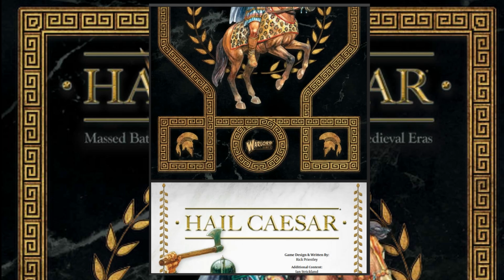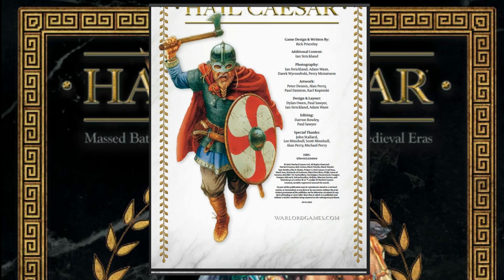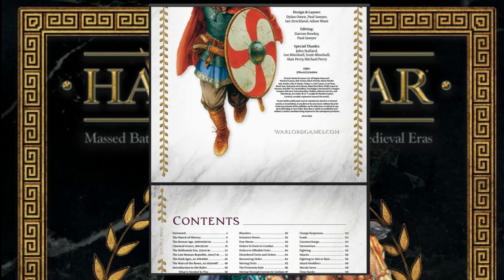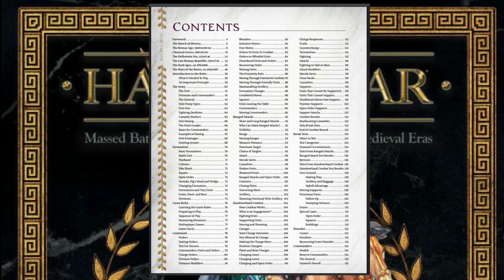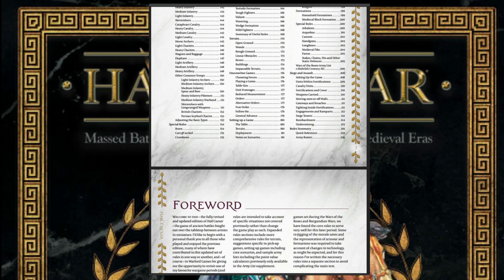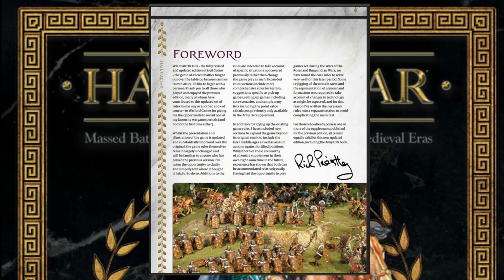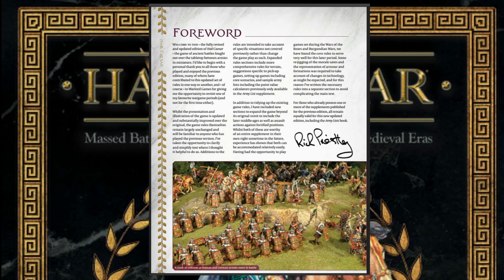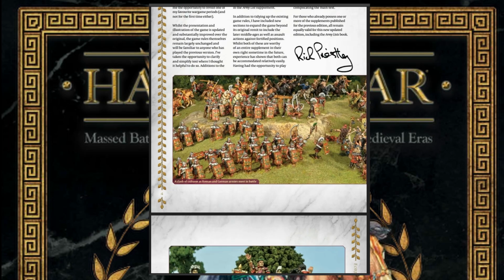So if we start scrolling, we'll see this is the PDF version that I purchased recently. We have the typical contents for Hail Caesar. It's a quite big book, a very big book, and a very nice message from Rick Priestley. If you want to see an interview with Rick that I did on the channel a couple of years ago, you can watch it at the bottom of the video. I have it included in the attachments.